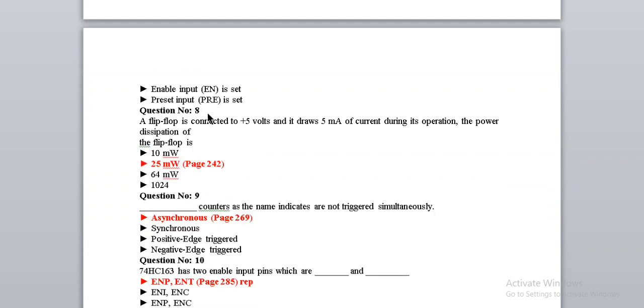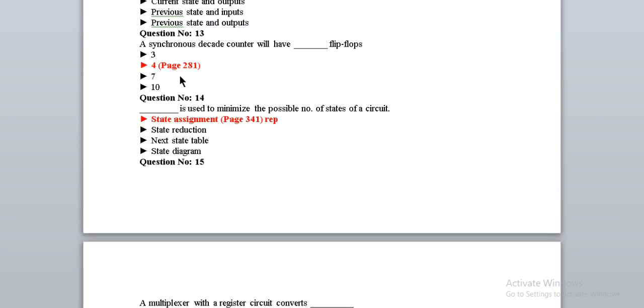A flip flop is connected to plus 5 volts and it draws 5 mA of current during its operation. The power dissipation of the flip flop is 25 mW. Asynchronous counters, as the name indicates, are not triggered simultaneously. A synchronous decade counter will have 4 flip flops.